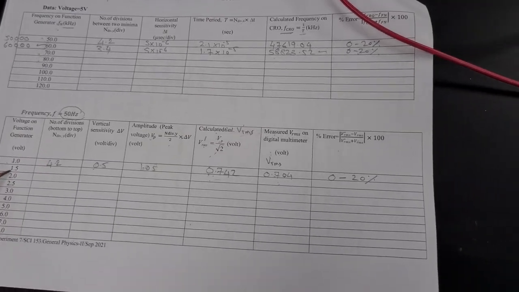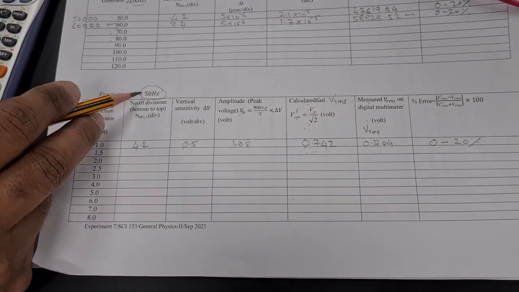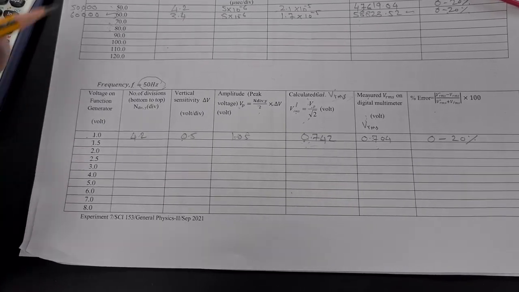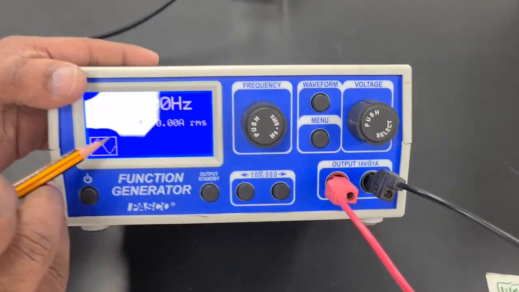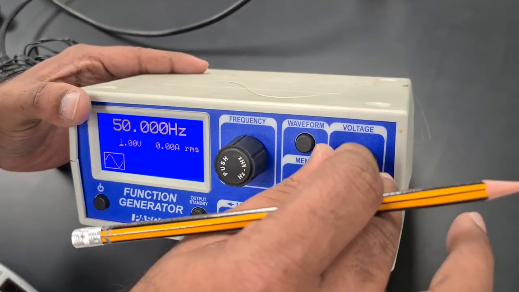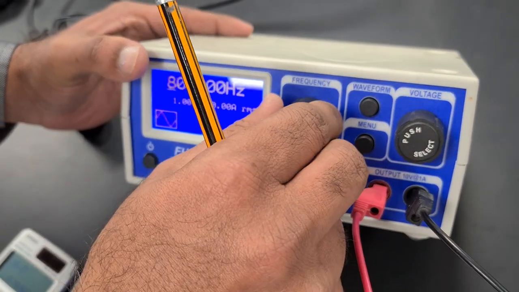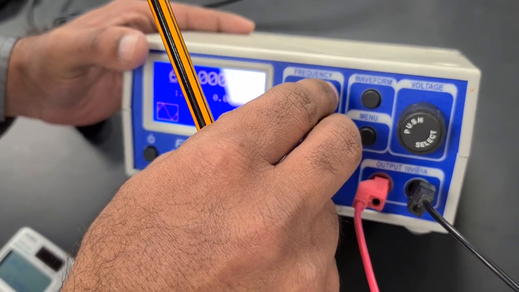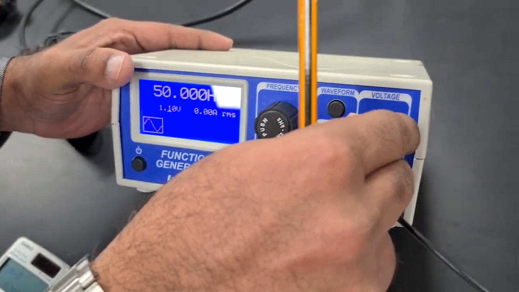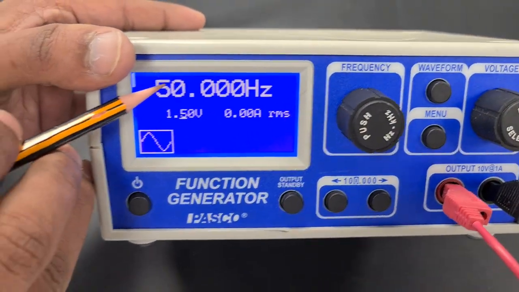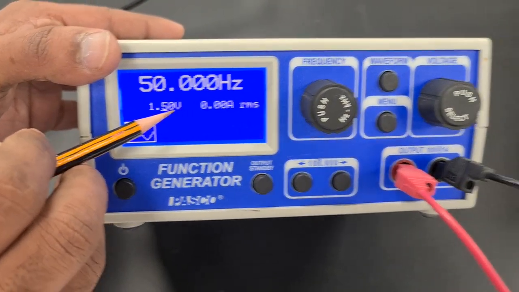So I will just explain one more reading. The second reading is 1.5. You should not change the frequency; only we have to change this voltage. You can have a look here, 1 volt is already set. So what I am going to do is set only the voltage. 50 hertz is fixed, 1.5 voltage we set.